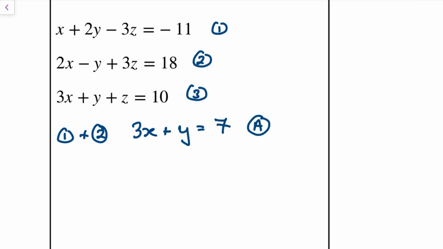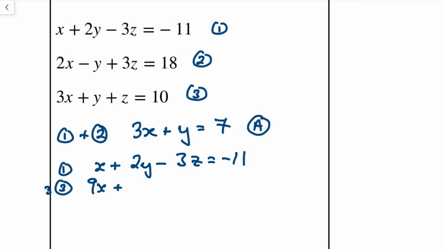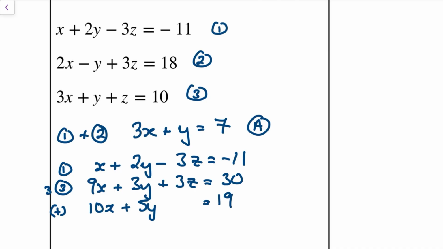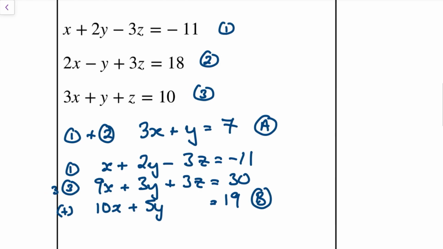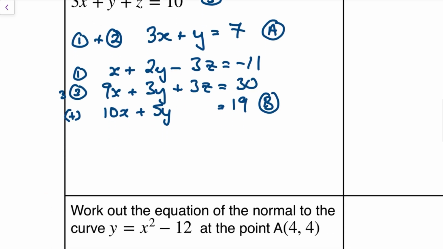Then I'm going to do equation 1. Let's write that down. So it's going to be x plus 2y minus 3z is equal to minus 11. And I'm going to do 3 times equation 3. So that's going to be 9x plus 3y plus 3z is equal to 30. Now, because it's plus 3z and minus 3z, I'm going to add these together, which is going to give me 10x plus 5y is equal to, well, 30 minus 11 is 19, and that's going to give me my equation B. Slightly easier than one I did a couple of days ago, where there were some really big numbers.